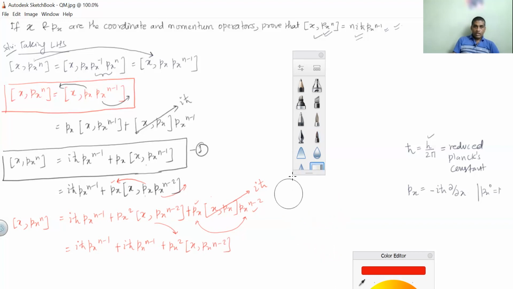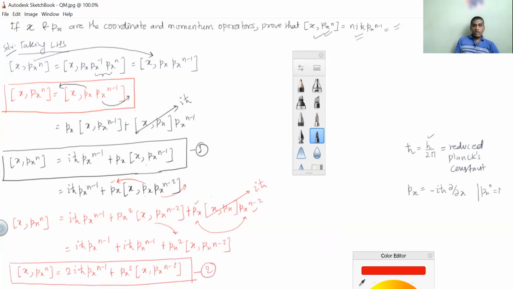Okay, now we can write commutation of x px power n equals, so we can add these two terms and we get 2iħ px power n minus 1 plus px square commutation of x px power n minus 2. So we have this. Okay, this is equation number 2. Now we can simplify equation number 2 further. We can use a simple mathematical trick inside this commutation bracket.